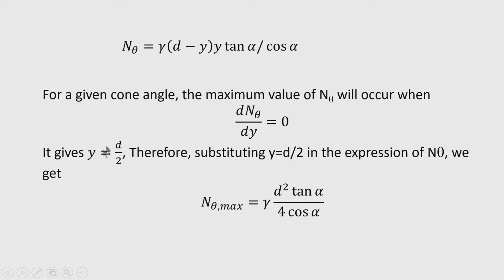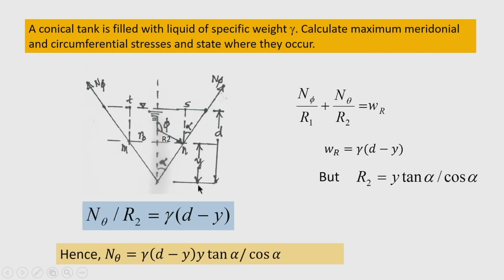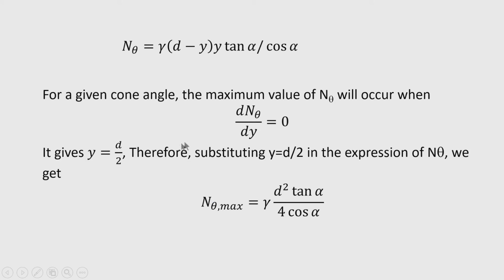So, therefore, d by 2 is the position or a plane that is half the depth of the cone where the maximum circumferential stress will occur. Let us calculate the maximum value of this circumferential stress. Substituting y equal to d by 2 in this expression, and after simplification you will get n theta max equal to gamma into d square by 4 tan alpha by cos alpha.